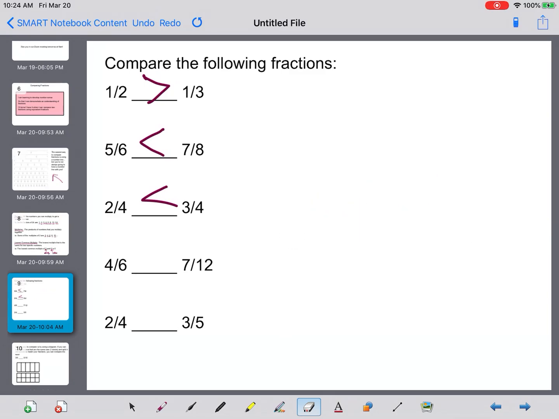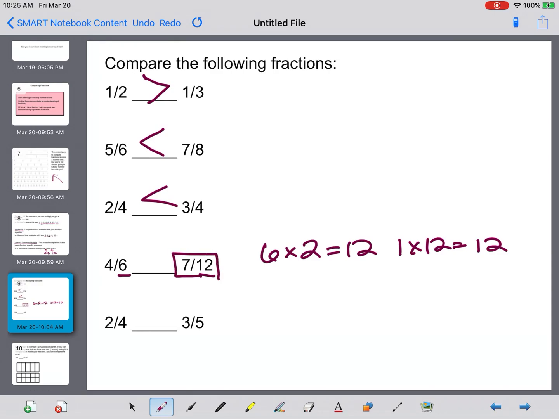Okay, the next one is one where we're going to have to find the lowest common multiple. So if we were to look at just the denominators, 6 and 12, if you're comfortable with your multiplication facts, you'll know that the lowest common multiple would be 12, because 6 times 2 equals 12, and 1 times 12 equals 12. If you're not comfortable with your multiplication facts, you can always use a multiplication chart while you get used to it. So what we're going to do now is, we don't have to do anything with this fraction because it's already got a denominator of 12. But we have to make this fraction have a denominator of 12.